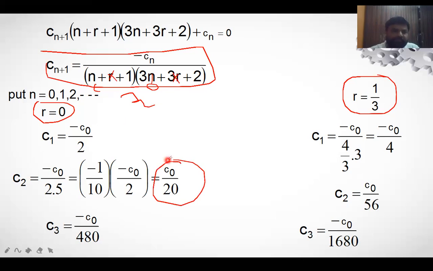And whenever you are substituting n equal to 1, this value is 1. Therefore rewrite this c1 into this function. Instead of this c1 we have to write c naught by 2. So what you will get is c naught by 20. Similarly for this also we are substituting first r equal to 1 by 3 and n equal to 0, and r equal to 1 by 3, n equal to 1, and like that we have to find out these values. So what is the final solution?